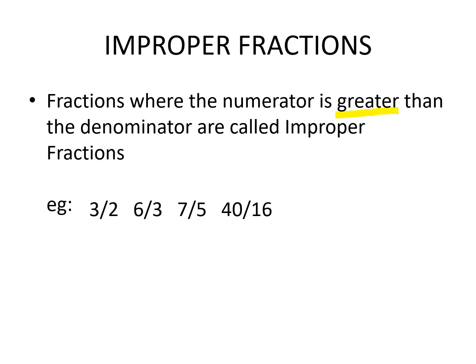Improper fractions. Fractions where the numerator is greater than the denominator are called improper fractions. A few examples are 3 upon 2, 6 upon 3, 7 upon 5 and 40 upon 16.